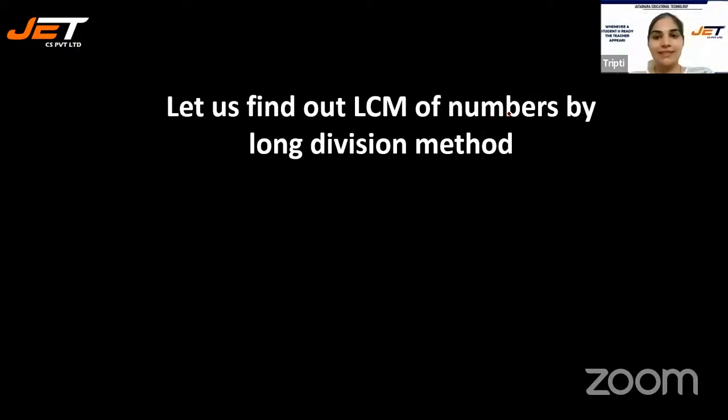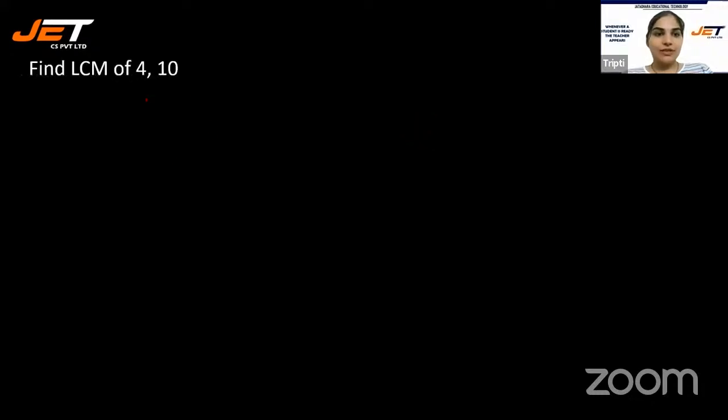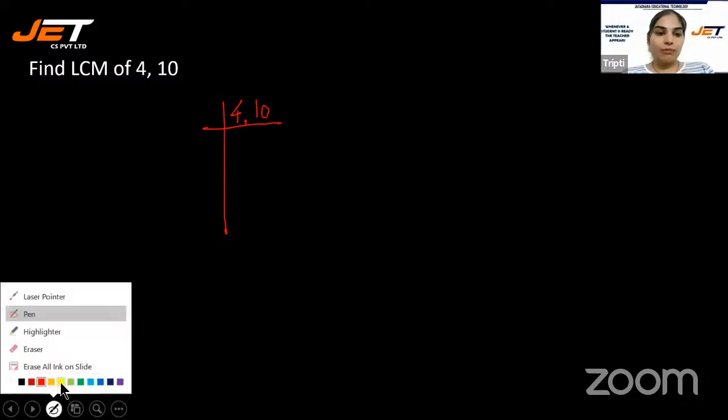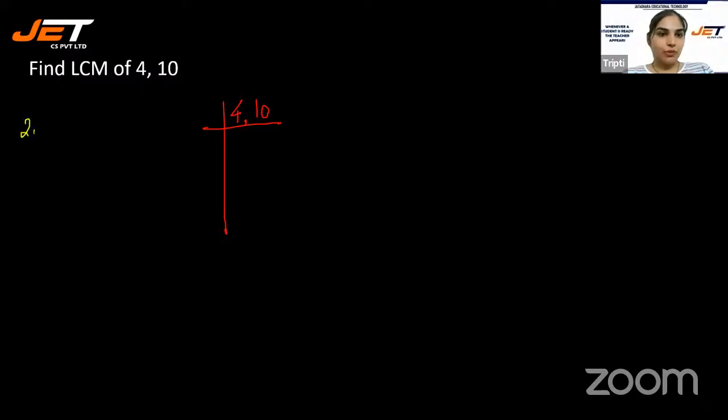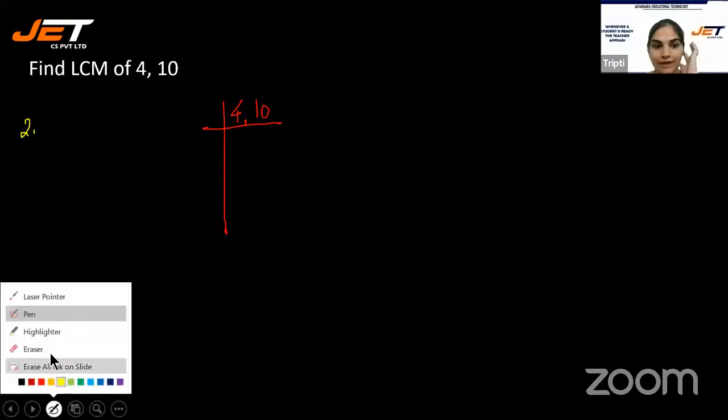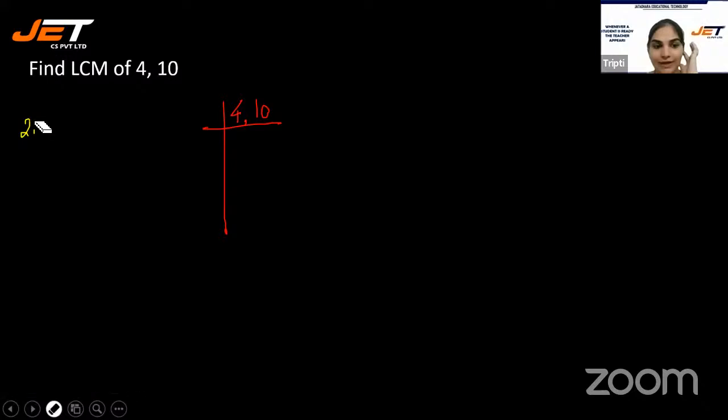Now, how to find the LCM of numbers using division method: first, let's say the numbers are 4 and 10. So 4 here, 10 here. We are going to make a line and place both 4 and 10 over there. I need to find the common factor. 10 and 4 both are divisible by 2, so I have taken 2 first. 2 times 2 is 4 and 2 times 5 is 10.